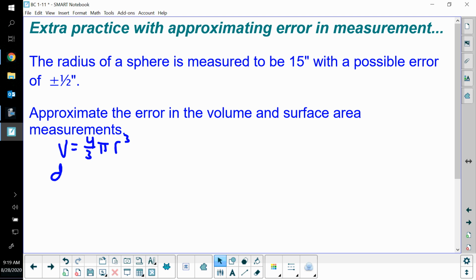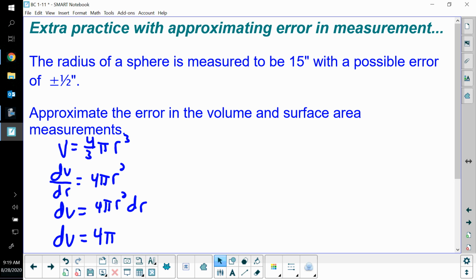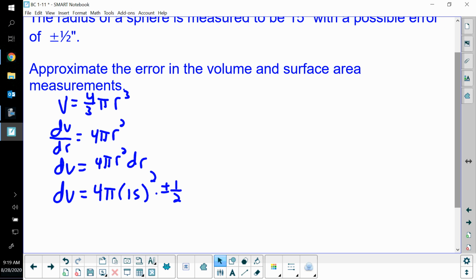We'll take the derivative, dV over dr. That'll give us 4 pi r squared. Multiply the dr over. And we'll fill in. The r is the measured value of r, which was the 15 inches, times our plus and minus 1/2. And 15 squared, you got 225. 1/2 of 4 is 2, so 225 times 2, that'll give us plus and minus 450 pi inches.